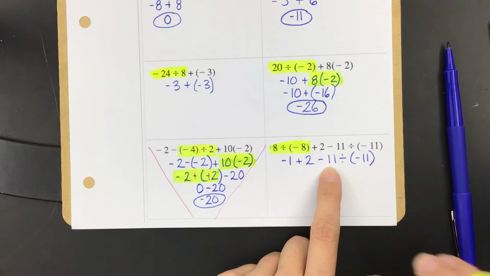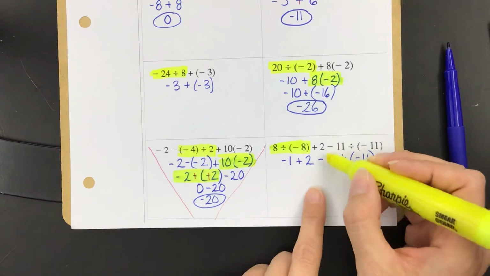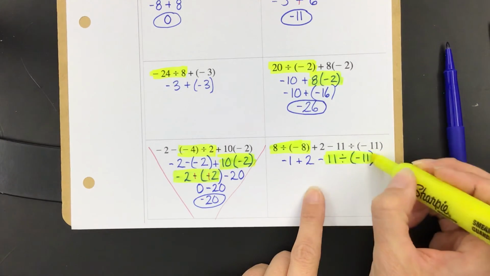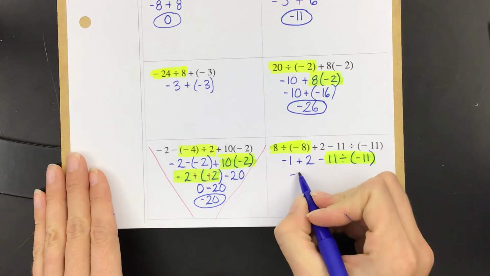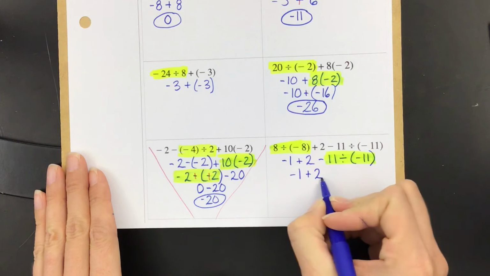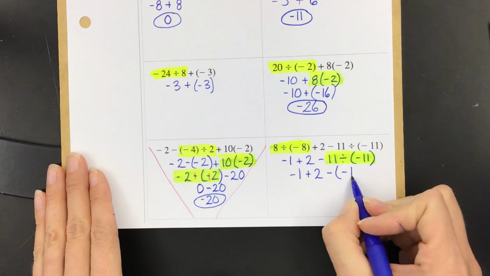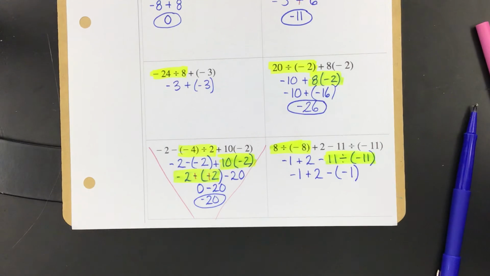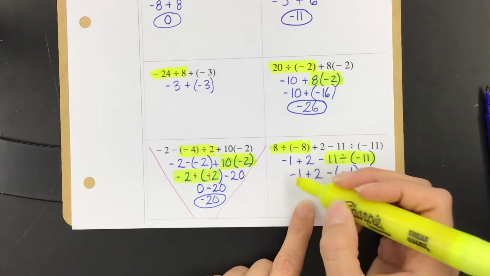Now we have 11 divided by -11, because we need to finish off our division before we do any other operations. So I'm going to bring everything down. 11 divided by -11 is -1. Now we want to add or subtract from left to right. So we're going to do this addition first.